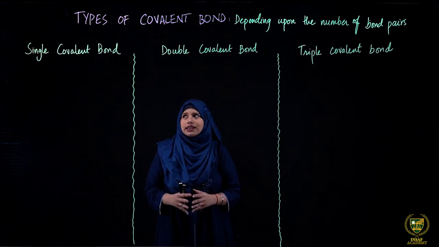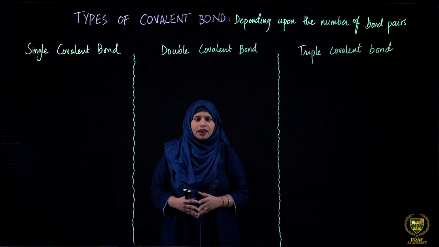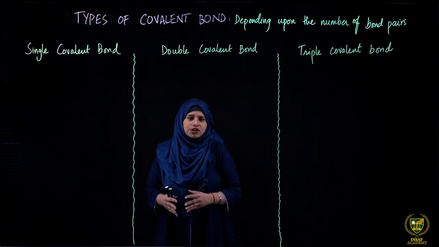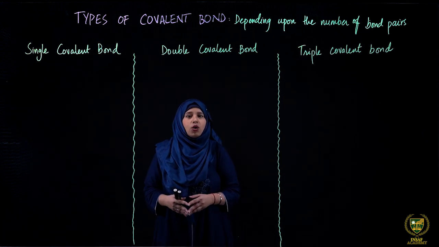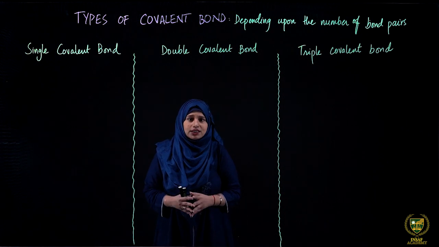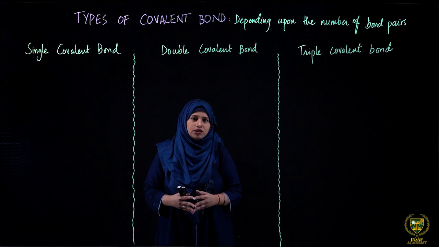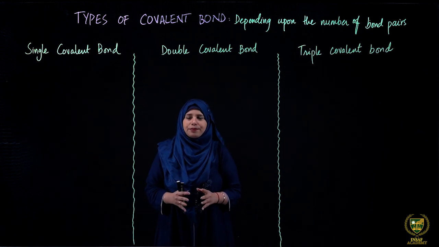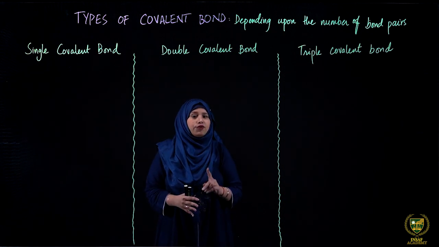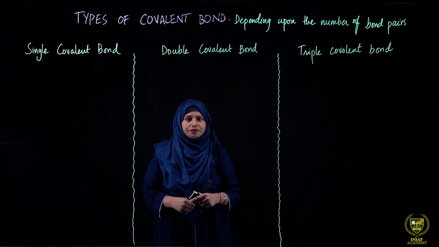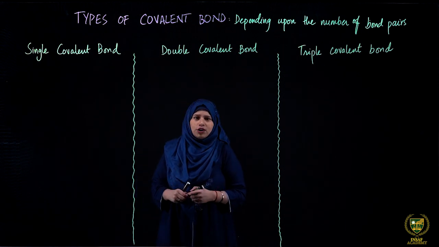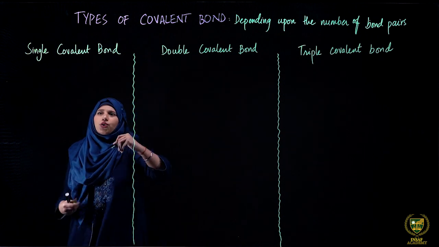Let's start first with the single covalent bond. As you know, in our previous lecture we discussed 4 examples, and all 4 of them were related to single covalent bond, because in all those examples there was only one bond pair involved. So let's have a look at a few examples of single covalent bond.